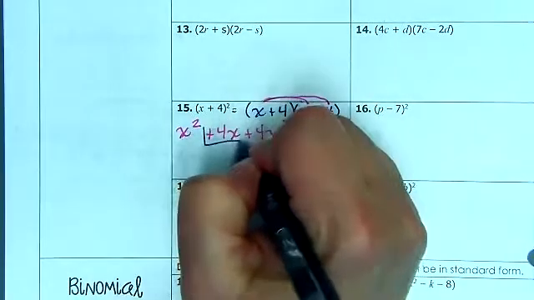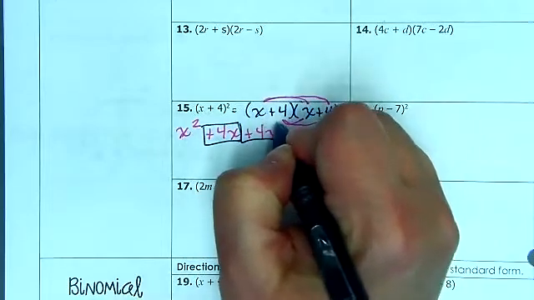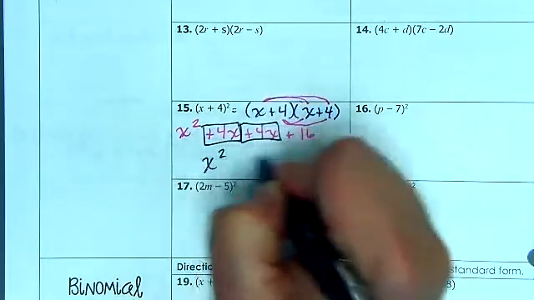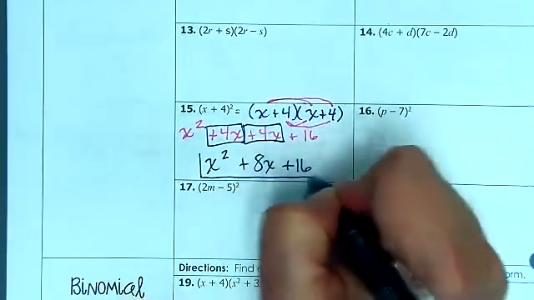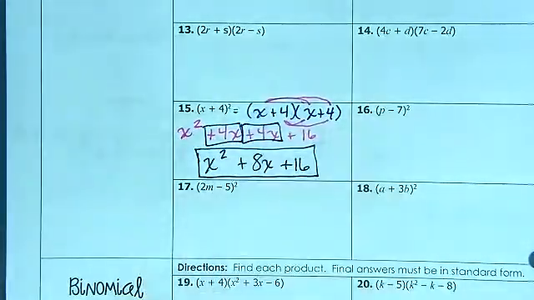And now we combine like terms. We always have to simplify. And I end up with x squared plus 8x plus 16 as my final answer in correct standard form.